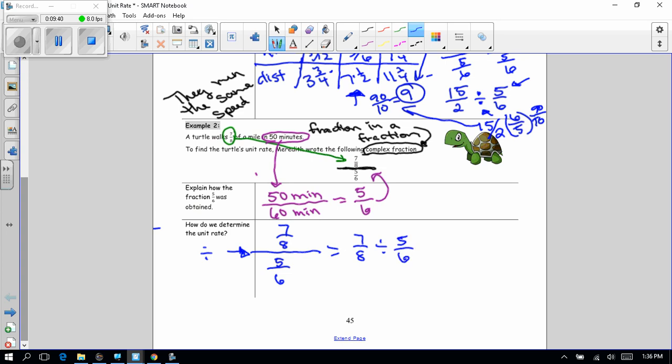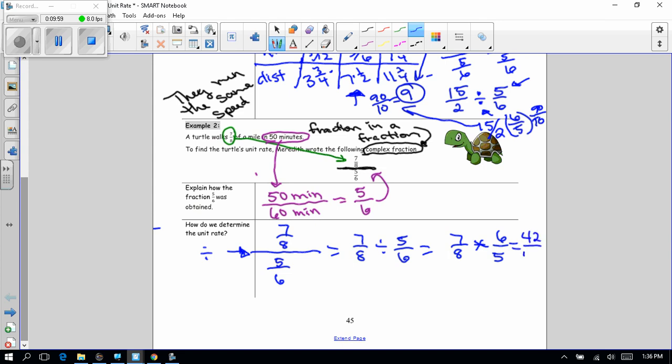But when you divide fractions, I'm not shy, I flip my second number and multiply. So the 7/8 stays, because I didn't talk about the first number, I talked about the second one, and I'm going to multiply by, now flip that, 6/5. All right, 7 times 6 is 42.